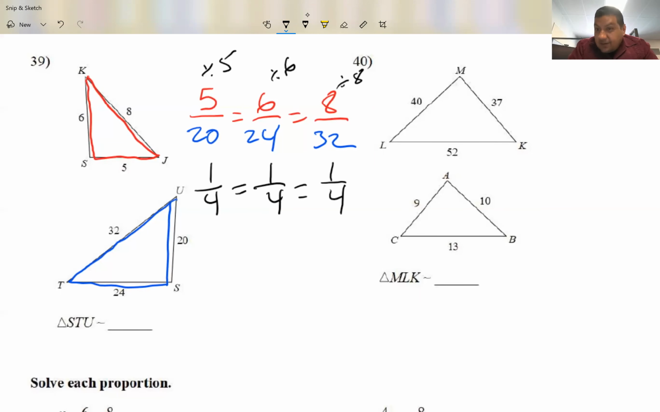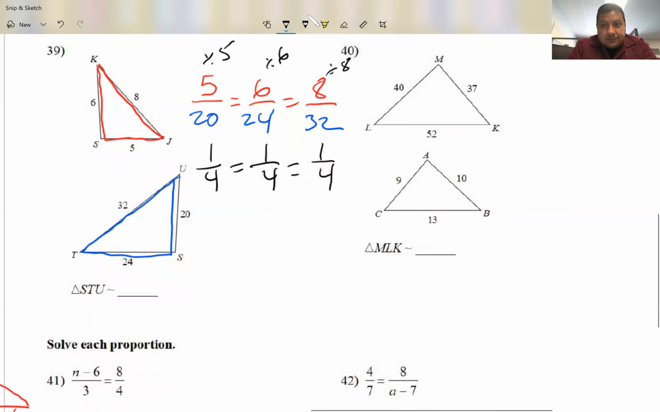Sides are proportional, so I'm going to use side. Now I have to complete my statement, right? I just said how we're going to complete the statement. Now my answer, order matters, right? So STU, if you notice STU, that's the blue triangle.